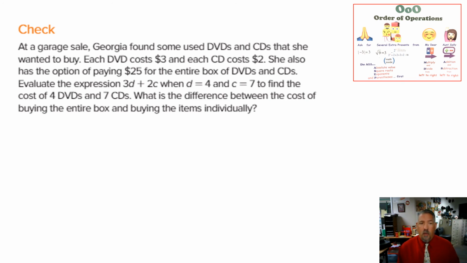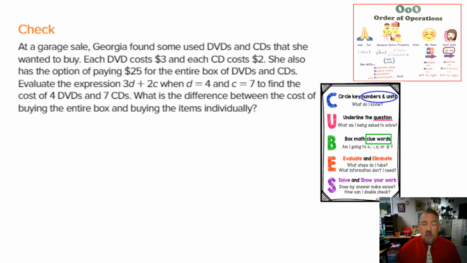First, we're going to start by reading the information. At a garage sale, Georgia found some used DVDs and CDs that she wanted to buy. Each DVD cost $3 and each CD cost $2. She also has the option of paying $25 for the entire box of DVDs and CDs. Evaluate the expression 3D plus 2C when D is equal to 4 and C is equal to 7 to find the cost of 4 DVDs and 7 CDs. What is the difference between the cost of buying the entire box and buying the items individually?